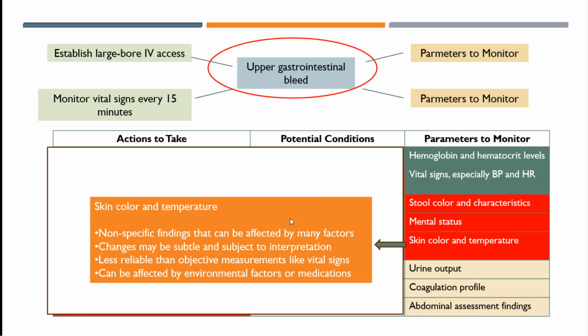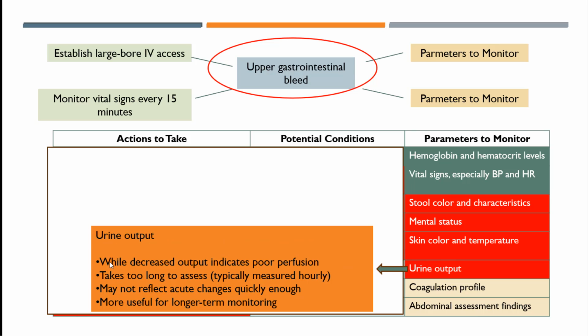Skin color and temperature. It's really a non-specific finding that can be affected by many factors. Changes may be subtle and subject to interpretation, less reliable than objective vital signs, and can be affected by environmental factors or medications. So these three are a no. Urine output. While decreased output indicates poor perfusion, this takes too long to assess. These are typically measured hourly and may not reflect acute changes quickly enough. This is more useful in long-term monitoring.